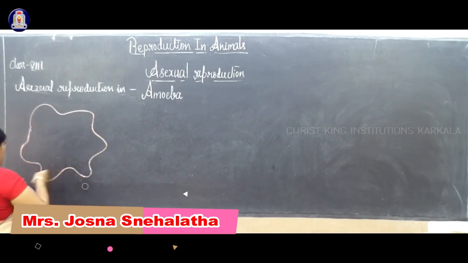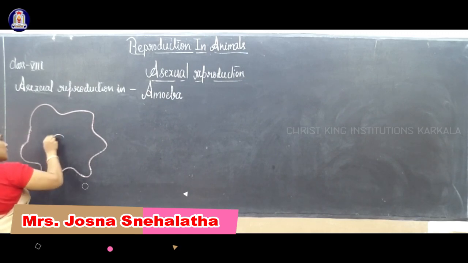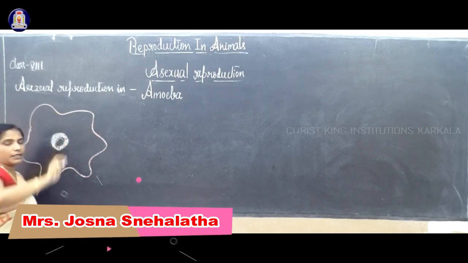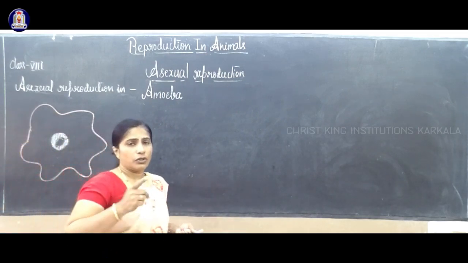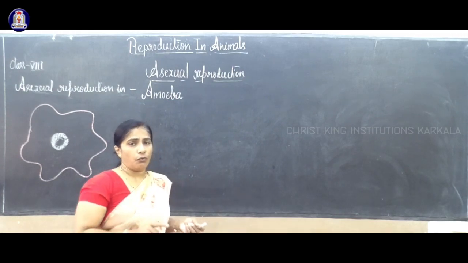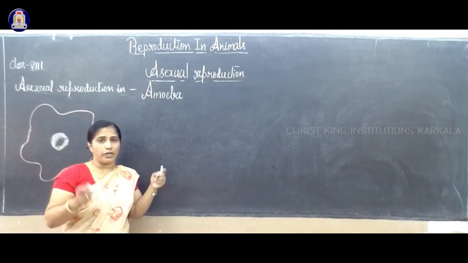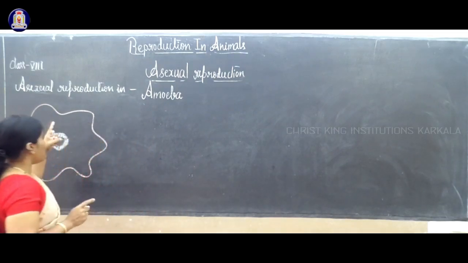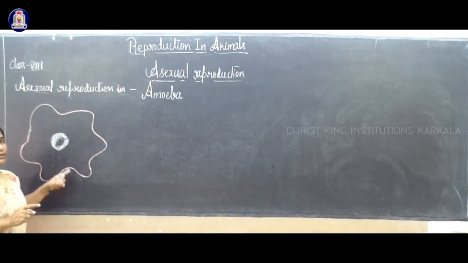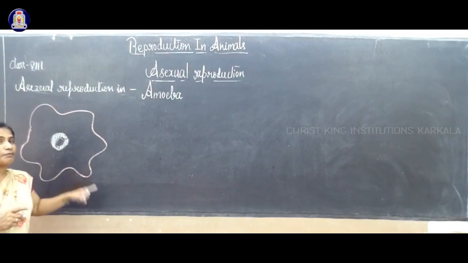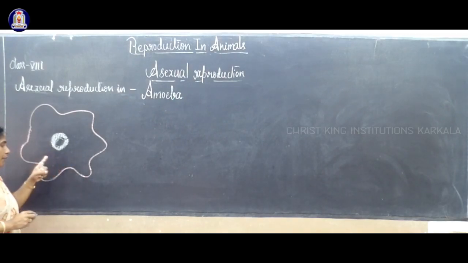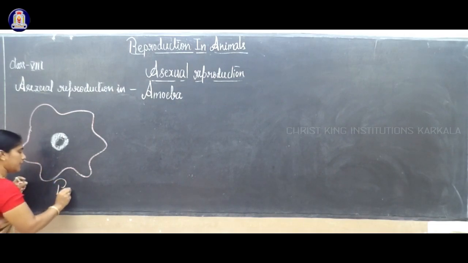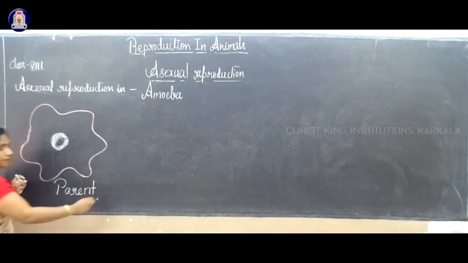This is an amoeba cell with a specific nucleus, cell body, etc. It digests food through a food vacuole, and it has pseudopodia, finger-like structures. Asexual reproduction is nothing but giving birth to a new offspring from a single individual parent. Now this is a parent cell.